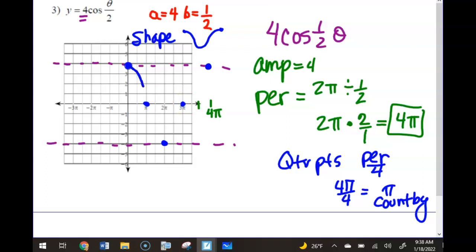It should look like a stretched half circle or quarter circle, okay?